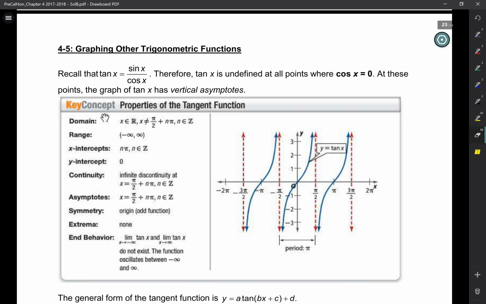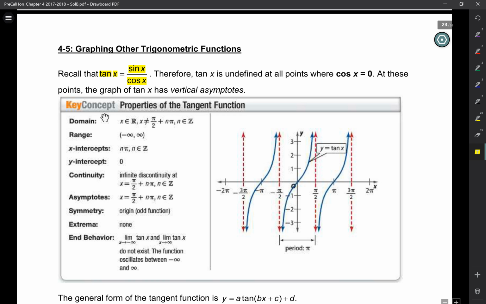Now, we know that tangent is defined as sine x over cosine x. All right? So when we have a rational function, a fraction, and you have a variable in the denominator, you know that you have to watch out for not letting that denominator go to 0. Because what happens when the denominator equals 0 to the entire function? It's undefined, and that's where you get your vertical asymptotes, right?